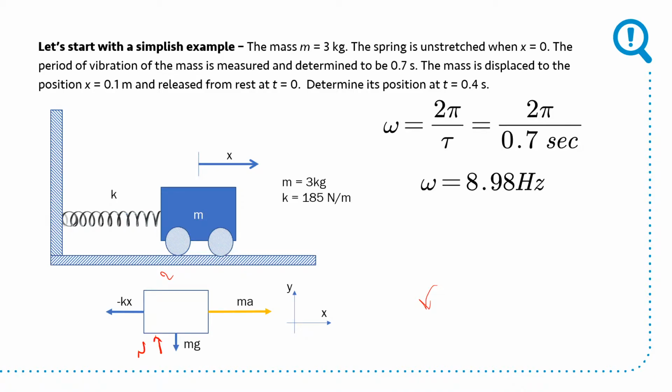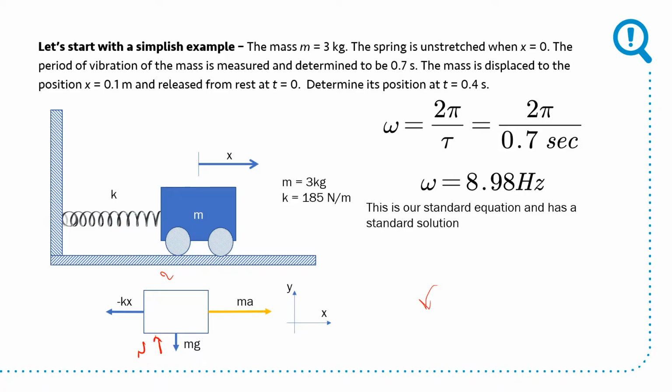Now, in this particular problem, I'm given the natural frequency, or the period of the vibration. That's 0.7 seconds, so I can calculate the frequency, which is omega equals 2 pi over tau from this definition, and that's 8.98 hertz.